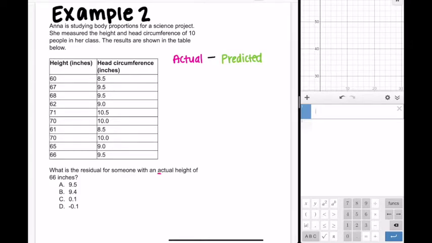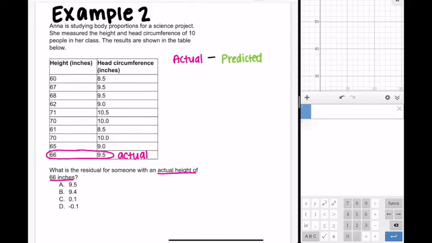So here we're told that we're looking at the actual height of 66 inches. So in our table, the actual height of 66 inches goes with someone who has a head circumference of 9.5 inches. So what this is asking us is, when someone is 66 inches tall, what is their predicted head circumference versus what this person's actual head circumference was?